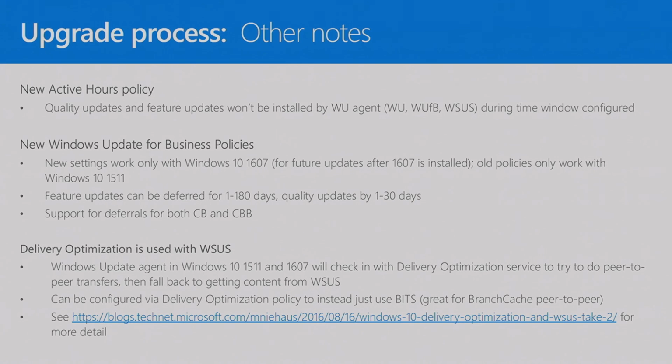We already talked about delivery optimization. That is used with WSUS, both with Windows 10 1511 and 1607. It does try to do peer-to-peer distribution for all updates that it's pulling from WSUS. There are some policies to control that or turn that off. In the case of Windows 10 1511, there's a policy you can set it to bypass delivery optimization. In 1607, there's an additional option to basically tell it to use BITS instead, and when it uses BITS, then it would be able to leverage BranchCache. So some options there.